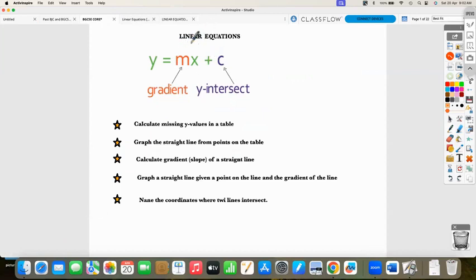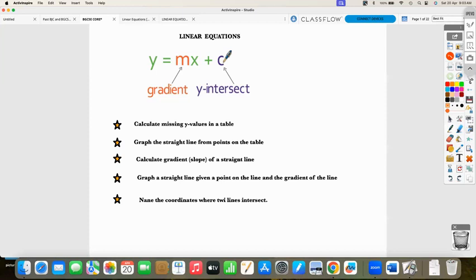Now, a linear equation is in the form of y equals mx plus c. M is the gradient or the slope of the line, and that is the number that comes in front of the x. And if there is no number in front of the x, then the gradient is 1. The c tells you where the line will cross the y-axis. It is called the y-intercept.